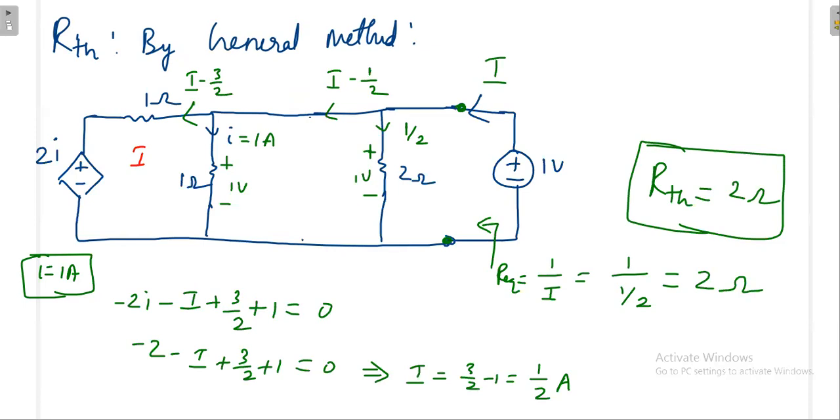Same question I will solve with the help of the current source also, by taking the test current source, 1 ampere test current source. So take the same question, like this.